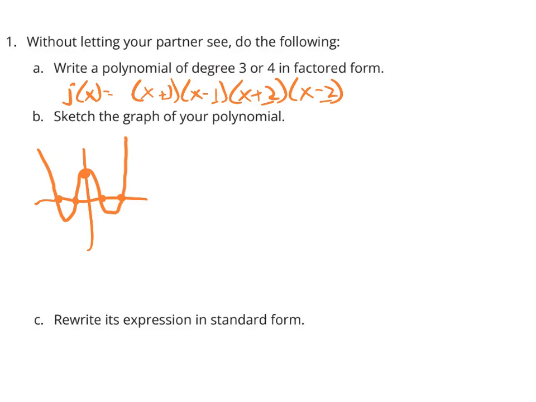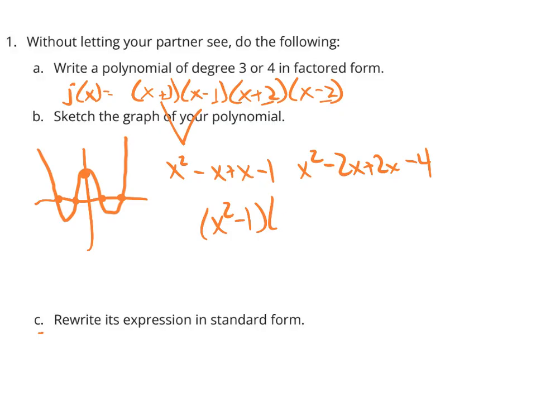Now, in part C, they want us to rewrite this in standard form. So I'm going to do x plus 1, x minus 1. When I double distribute, I get x squared minus x plus x minus 1. I'm going to do the 2's. I get x squared minus 2x plus 2x minus 4. I get x squared minus 1 times x squared minus 4.